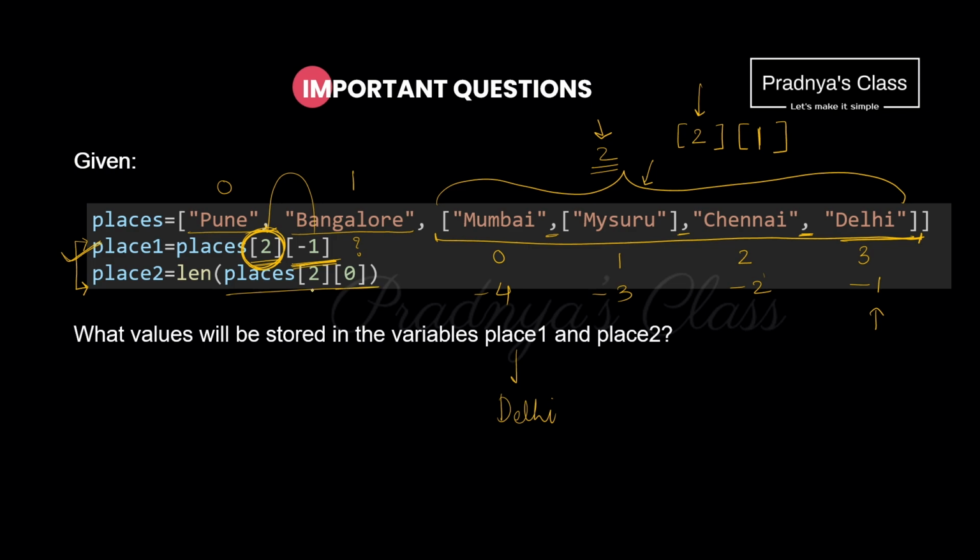Now you can easily tell me which city we are referring to with the index 2, 0. 2 means we are referring to this nested list, and at the 0th index we have city Mumbai. But always be careful with the question. We are not storing the city, we are calculating the length of that city. So the number of characters in Mumbai is 6. So we will get 6 in the place 2 variable. Hope with this question you understood the concept of nested list.